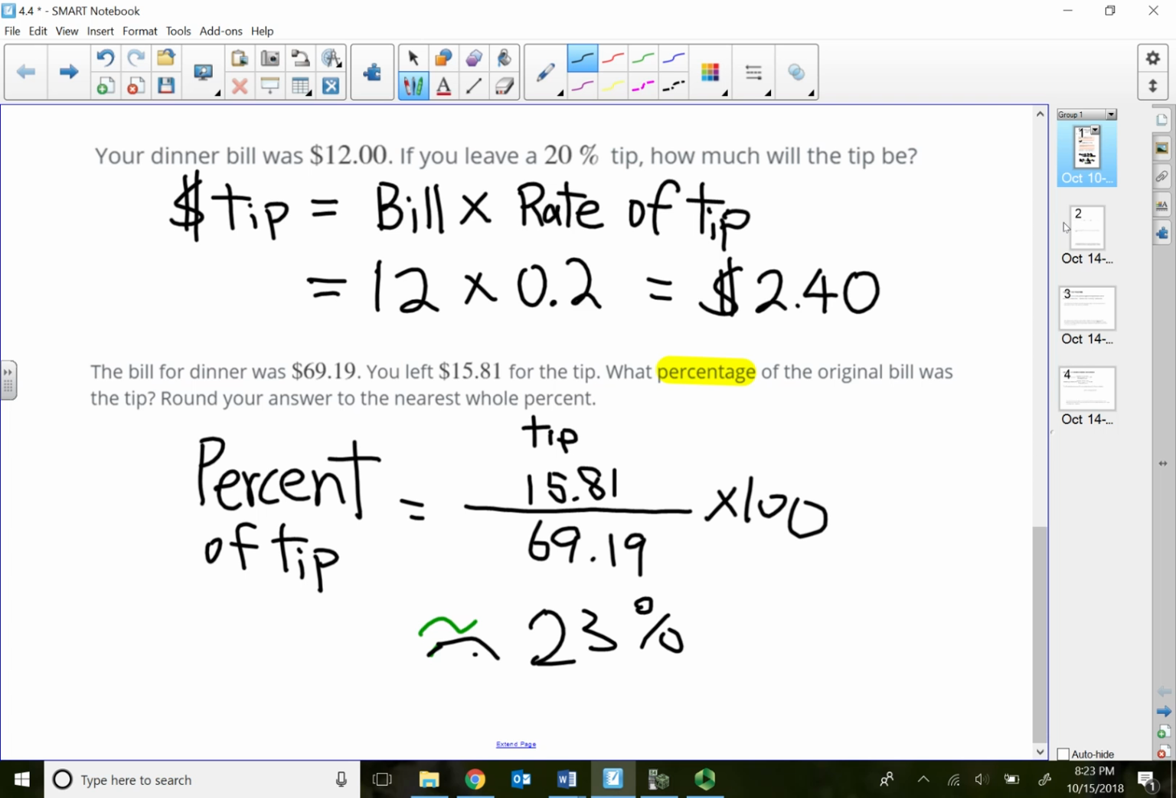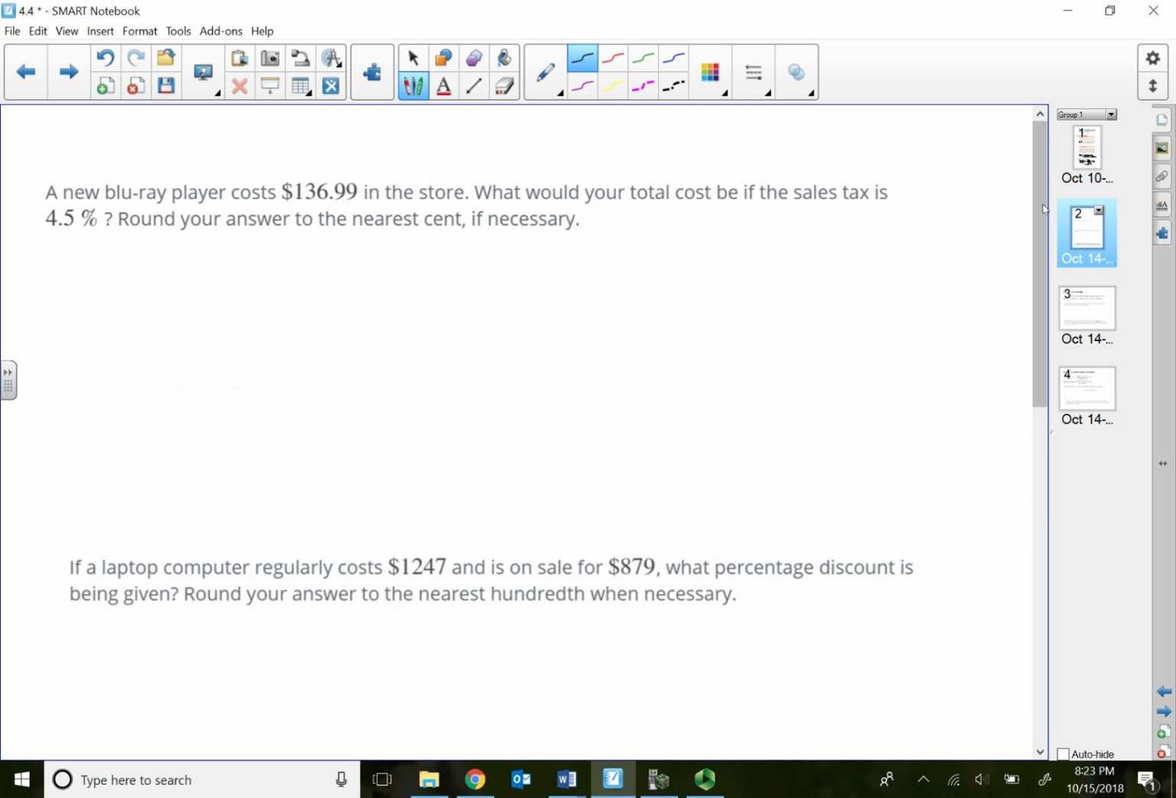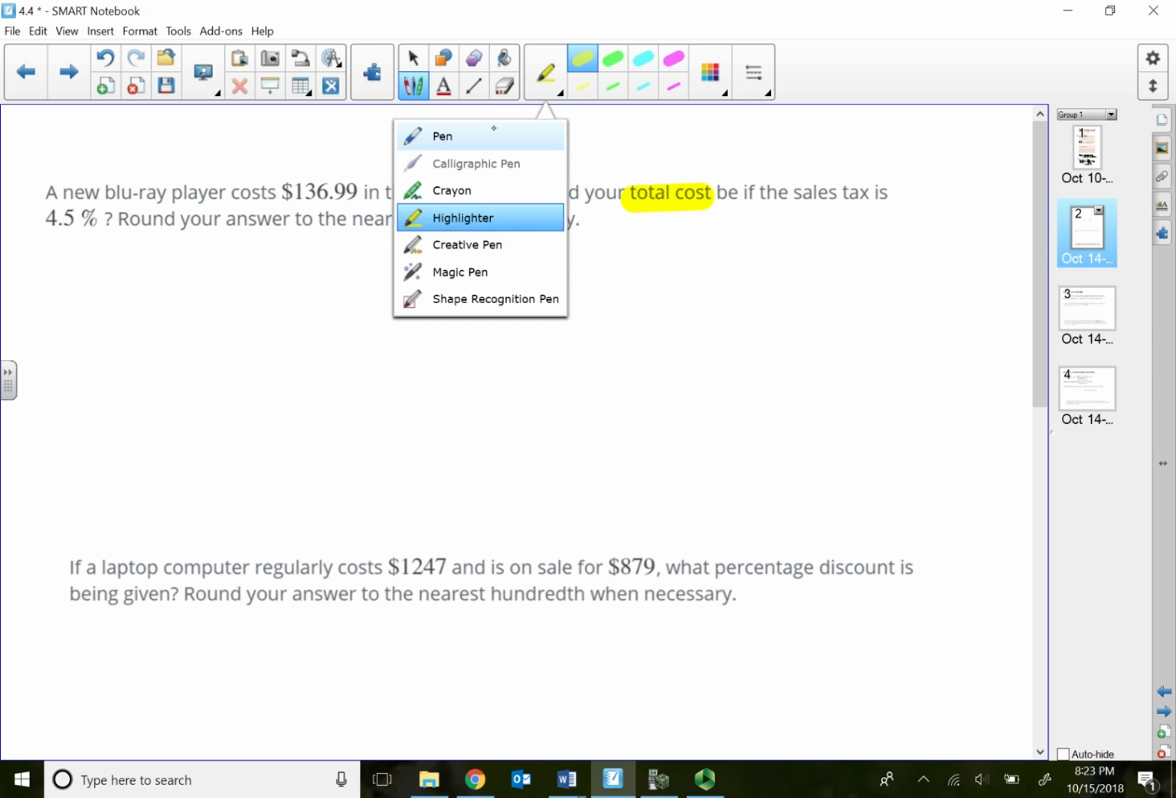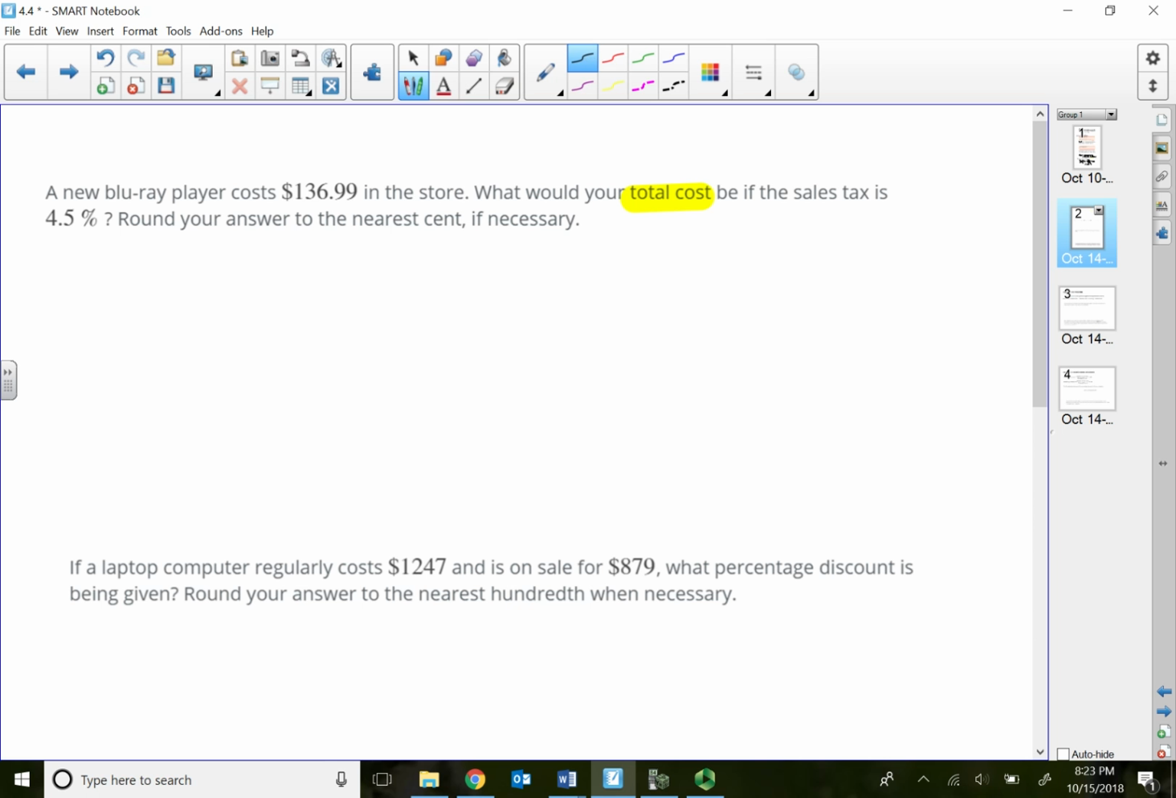Let's try a different kind of problem. Let's go back to the discount and sell price. This problem says a new Blu-ray player costs $136.99 in the store. What will be your total cost if the sales tax is 4.5%? So this problem is asking for total cost. There are two ways we can go about doing this. I'm going to show you a quick way.